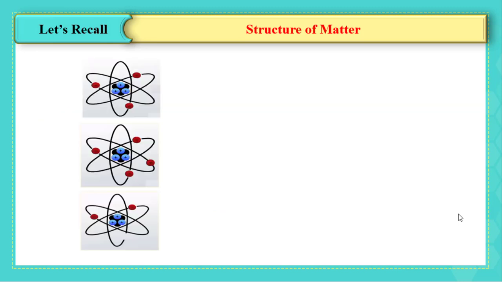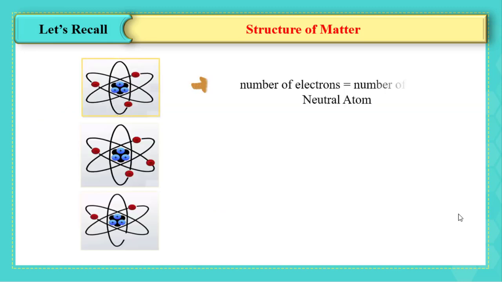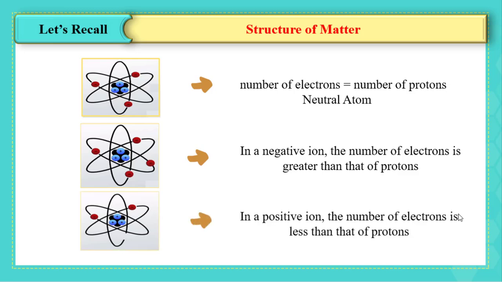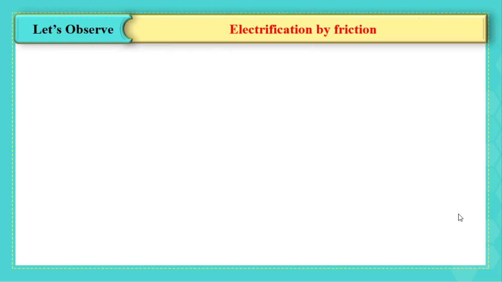Here we have an important note: if the number of electrons equals the number of protons, it will be a neutral atom. In a negative ion, the number of electrons is greater than that of protons. In a positive ion, the number of electrons is less than that of protons. Now back to the previous experiment.